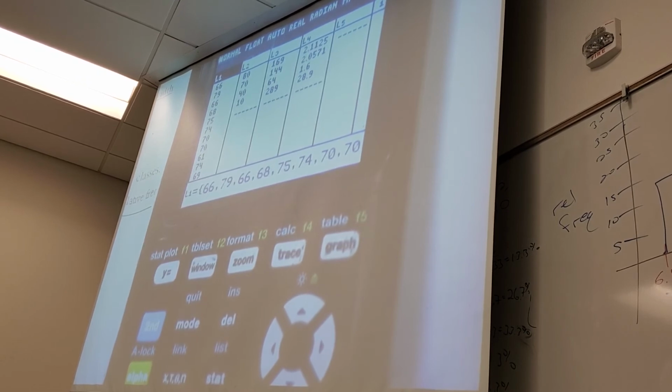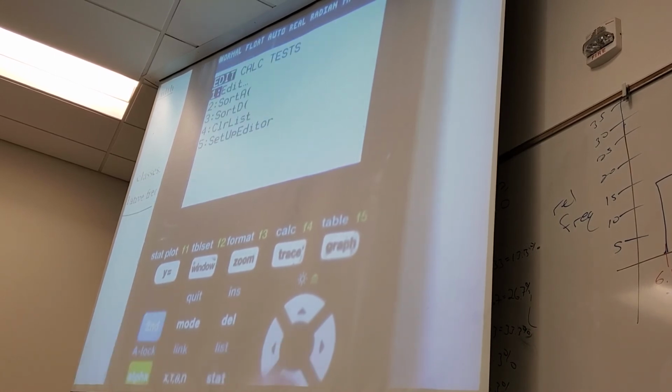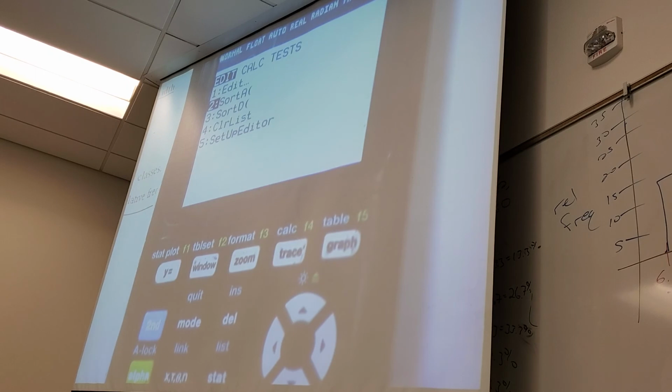So now let's try to sort this list. Is everybody with me? Let's see. Go back to stat. Why are there 2 sorts? I don't know. What do you think sort A and sort D might mean? Ascending and descending? Yes, ascending, descending. So we normally use ascending, from smallest to biggest. So let's use sort A.